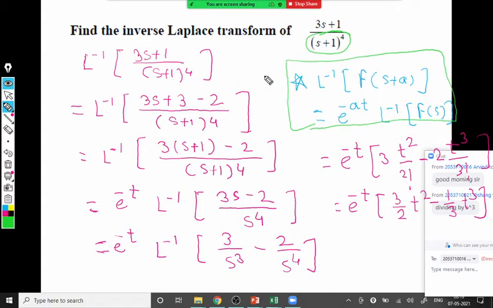Okay, so this is the main task. Identification is very important, because nowhere in the exam is the name of the property mentioned. You have to identify whether you are going to use the first shifting or a multiplication by s property or something like that. Okay, we'll see that one by one. In examination, the question simply comes like this: find the inverse Laplace of 3s plus 1 upon s plus 1 raised to 4.